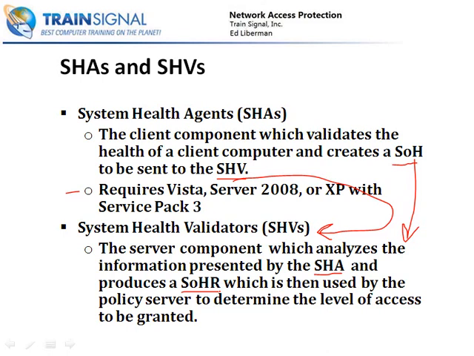So let me see if I can kind of just put this whole thing into some plain English for you. The bottom line is that you have an agent component that sits on the client and keeps track of how it's doing from a health point of view. It comes up with a report, we'll say, of that status and sends that report to the server. There's a validator on the server, which then takes that report and really does nothing more than reword the report so that it can be compared against a policy, and then the policy is used to determine the actual level of access based upon the actual health requirement.